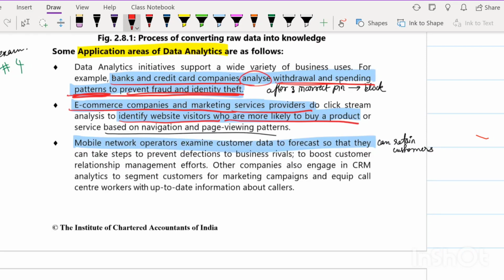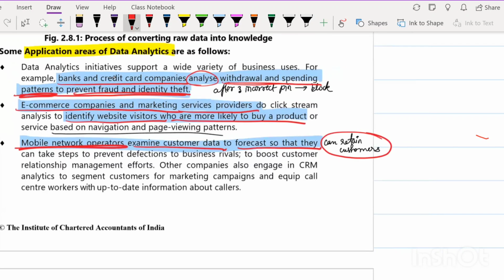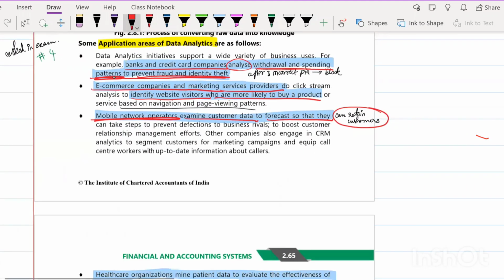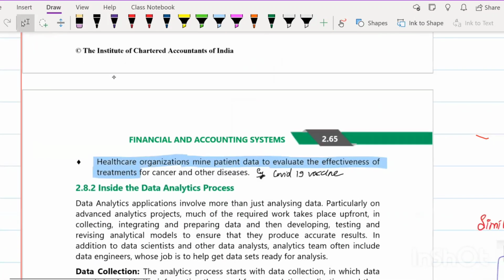So that is another part where data analytics is used. Next is mobile network operators, your Jio SIM operators or your Airtel operators. They examine the customer data to forecast so that they can retain customers. They will see for which package people are buying more. Suppose there is a package that includes Netflix and Prime. Are people buying more in that package, or where it is cheap? Using data analytics, mobile network operators can also get benefit.